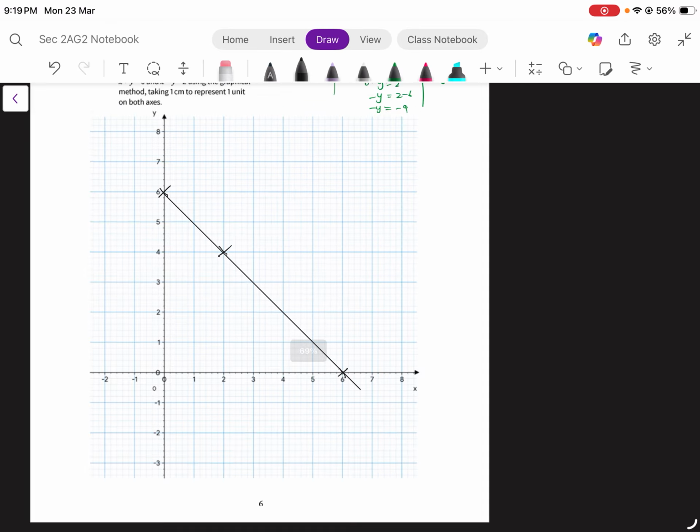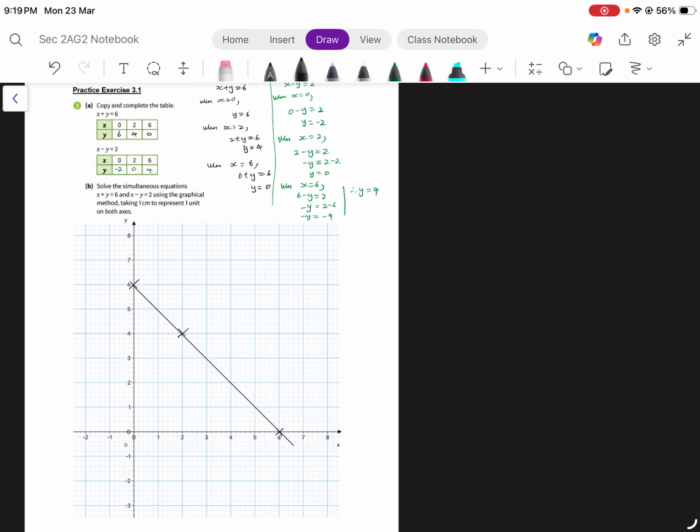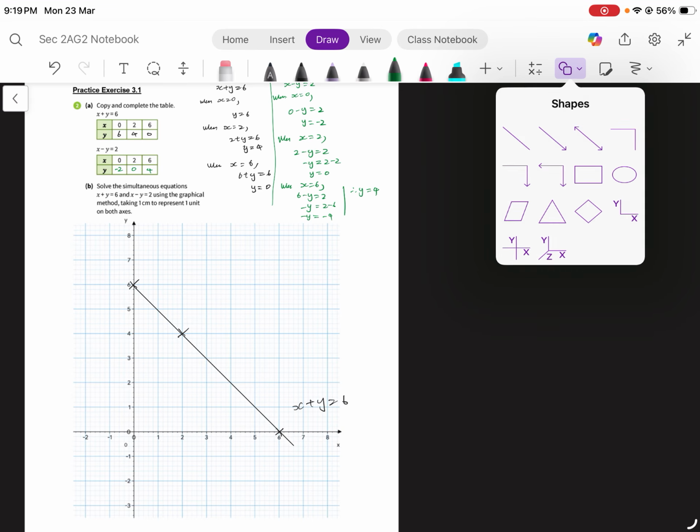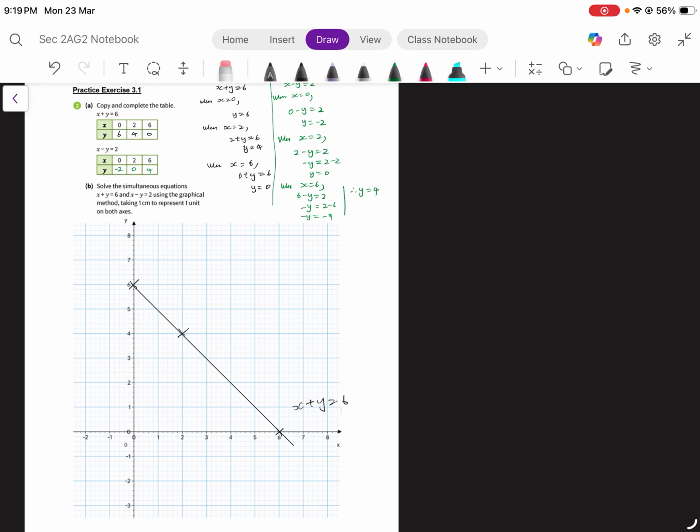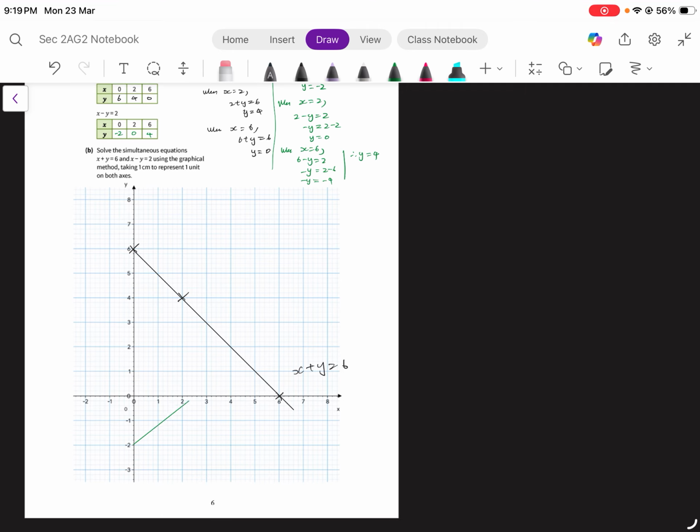Okay, so remember to label. x plus y equals 6. Then the other one. Okay, so when x is 0, y is minus 2. Then when x is 6, y is 4. So here. Okay, so remember to mark out.